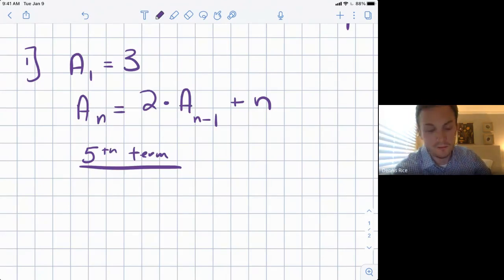So if we're told a sub 1 equals 3, if only he said that before. If a sub 1 equals 3 and a sub n equals 2 times a sub n minus 1 plus n, what is n here? What does n mean? When it says plus n, what does that mean?